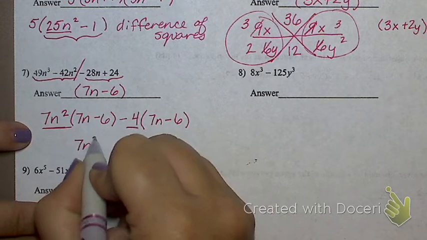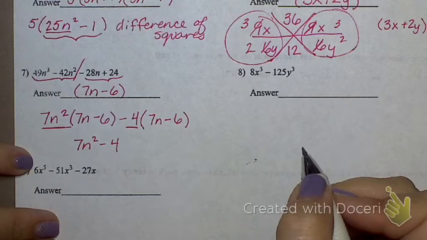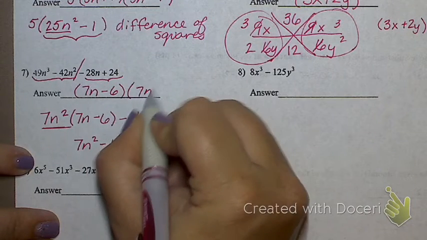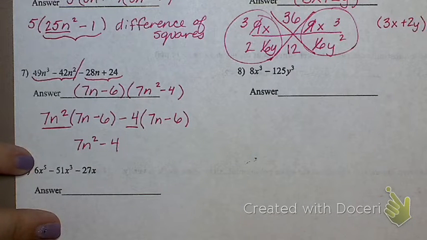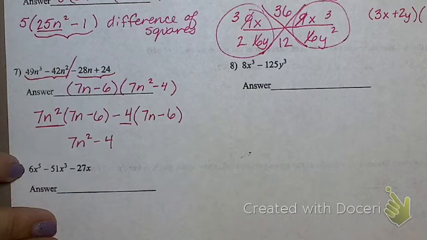Now, let me look at that for a minute. Is that a difference of squares or anything that can be broken up further? No. So, I can just write it as 7n squared minus 4. We good there? Awesome. Number 8, anything I can take out? Nope.